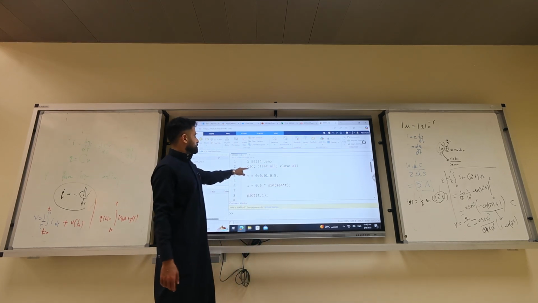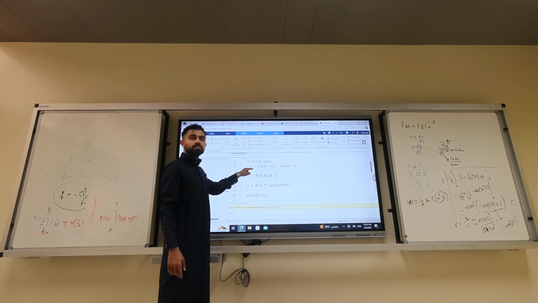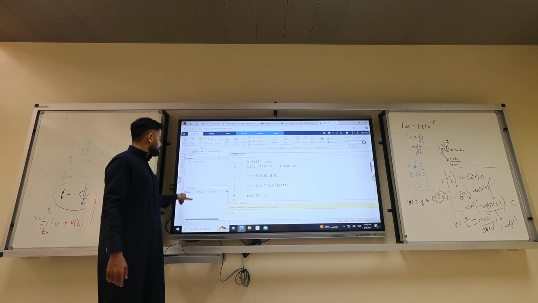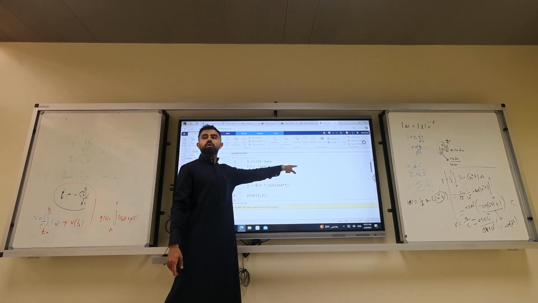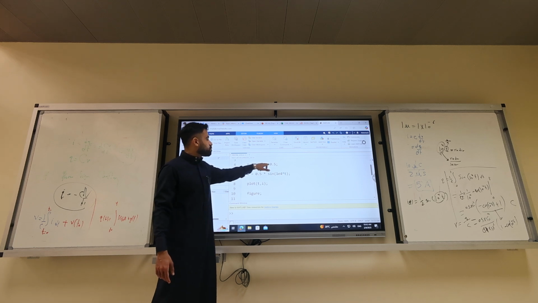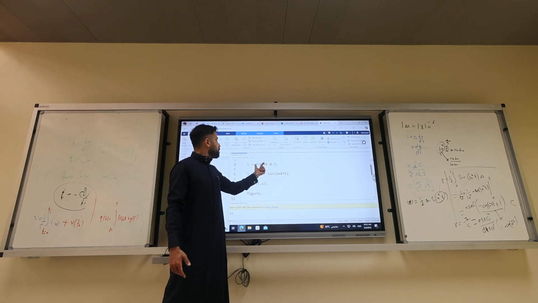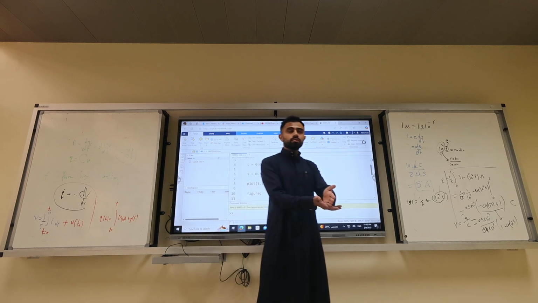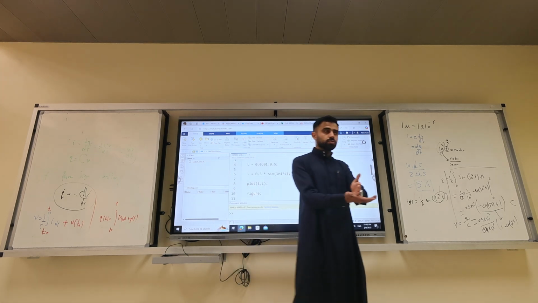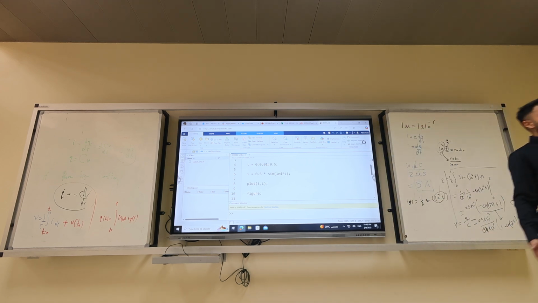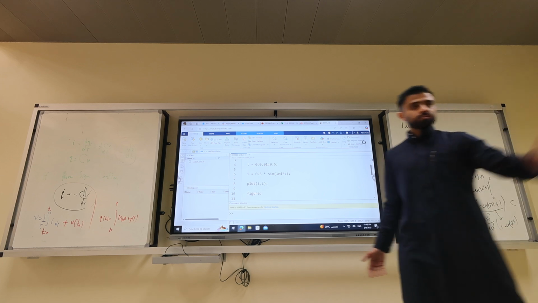So the code now is 10. You start with the command clc, which means clear the terminal. Clear all means clear all variables stored. Close all means close all figures. Then you create a time vector from 0 to 0.5 seconds with steps of 0.01, so you will have 0, 0.01, 0.02, 0.03, all the way until 0.5. How many samples? 0.5 minus 0 over 0.01. Do the math.